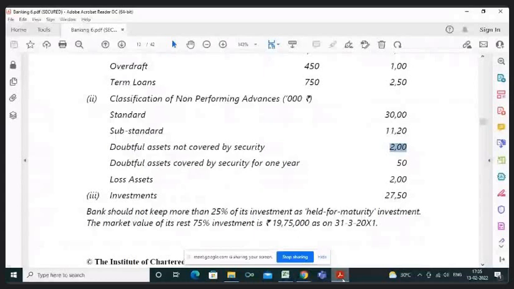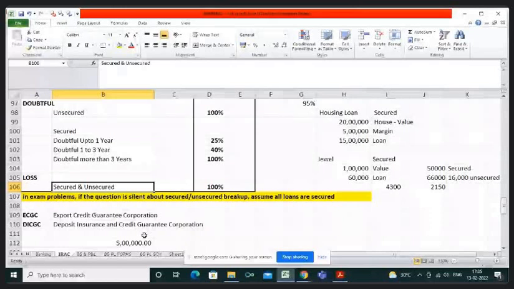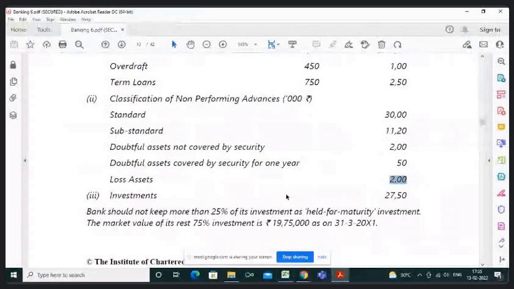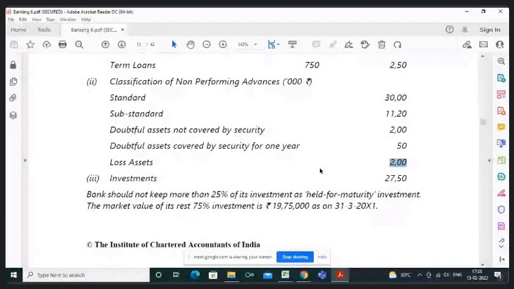Then loss assets. We need not worry about whether it's secured or unsecured and how long it has been a loss asset. Because for loss assets, irrespective of the time period, irrespective of whether it is secured or unsecured, the percentage is 100%. So we should recollect all this information now. Then we will move on to investments.